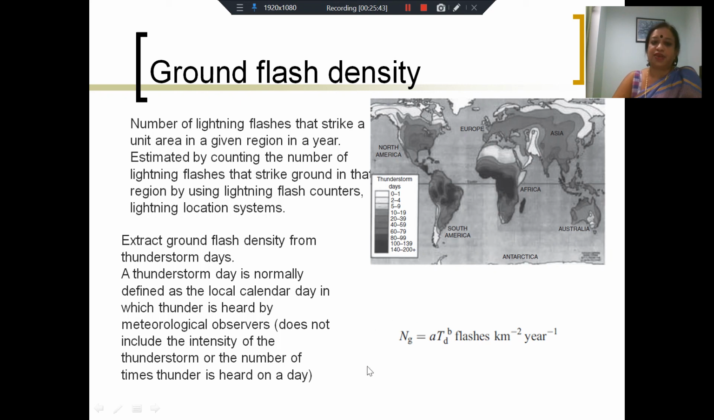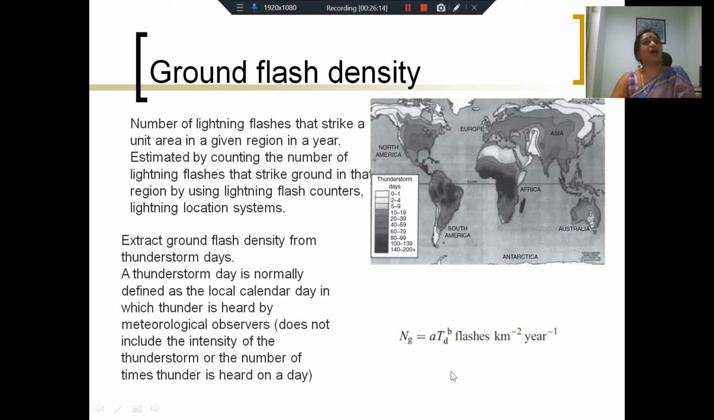and from that we can estimate the ground flash density as Ng equal to Td to the power B flashes per kilometer square per year. So this would be the ground flash density expressed in terms of per square kilometer per year. So many number of flashes, A and B are exponents which have to be obtained geographically, and this is obtained from the number of thunderstorm days, Td.